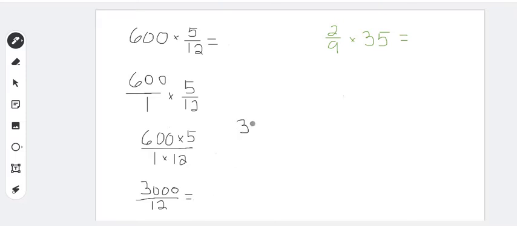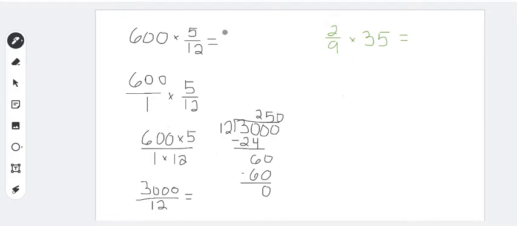I have to figure out how many times 12 goes into 3,000. So 3,000 divided by 12. 12 goes into 30 2 times. 2 times 12 is 24. 30 minus 24 is 6. Bring down my 0, and I have 60. 12 goes into 60 5 times. And 12 times 5 is 60. 60 minus 60 is 0. Bring down my 0. 12 goes into 0 0 times.